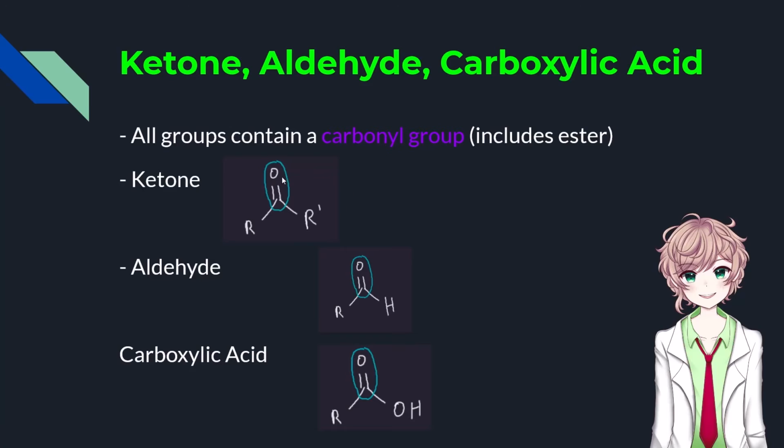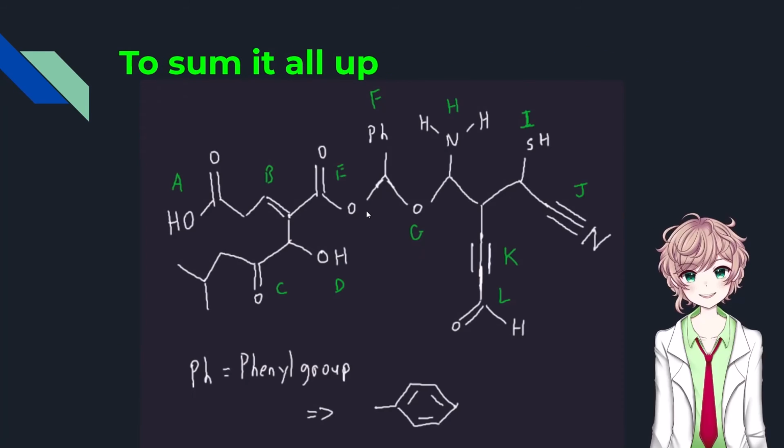But in general, a ketone is just a carbon double bonded to an oxygen. Aldehyde, carbon double bonded to an oxygen and bonded to a hydrogen. Carboxylic acid, carbon double bonded to an oxygen and bonded to a hydroxy group, COOH. Alright, to sum it all up and to show you what I mean by different functional groups, let's start off with A. You can see C double bond to an O, bonded to an OH. This would be a carboxylic acid. And going back to my point about being terminal, it's at the end of the molecule, so it stops the branching.